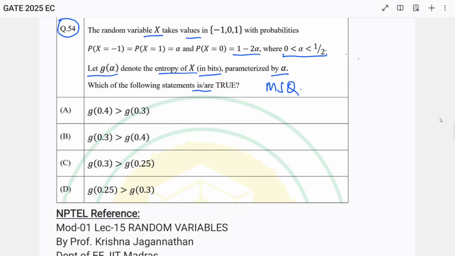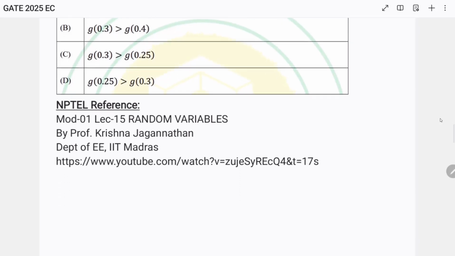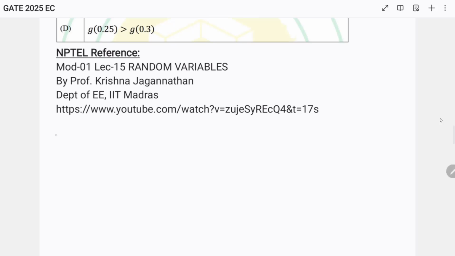There are 4 options given: option A, option B, option C, option D. Here is the NPTEL reference. You can go through this lecture. So I'm going to solve this question. Solution.